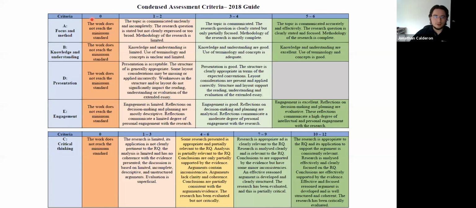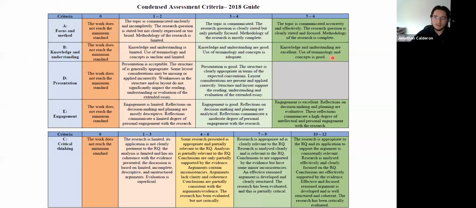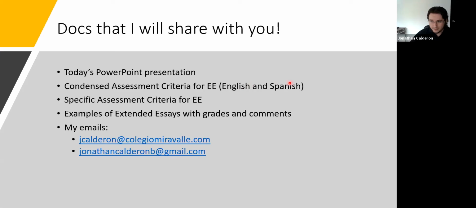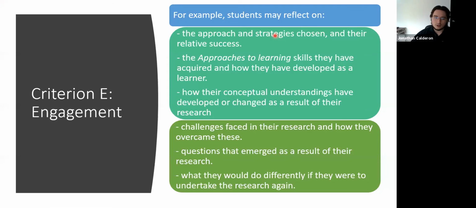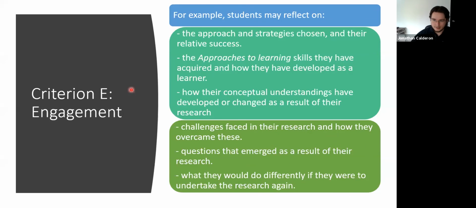Now, moving on, guys. What am I gonna be sharing with you today? I'm gonna be sharing today's PowerPoint presentation with you. I'm going to be sharing the condensed assessment criteria for the extended essay. So this is basically what you saw, and I'm going to give it to you in English and Spanish. I'm going to send both documents. And also I am going to include the specific assessment criteria for the extended essay, so basically the document which states all of these things that I just explained, and they give a lot more detail than what I just explained, okay?